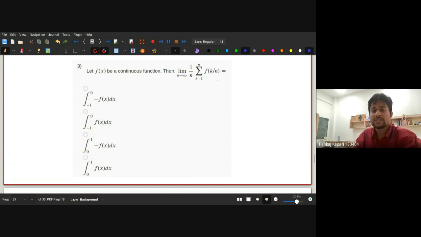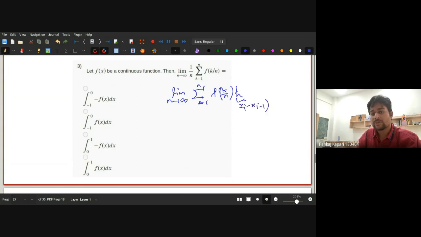Okay, so you can see that again this 1 by n summation you can write as the limit n going to infinity, summation k equal to 1 to n f of k by n into 1 by n, right? This must be the length of your partition, xi minus xi minus 1. And this is just f of k by n, that says that your chosen points inside the subintervals of the partition must be k by n.